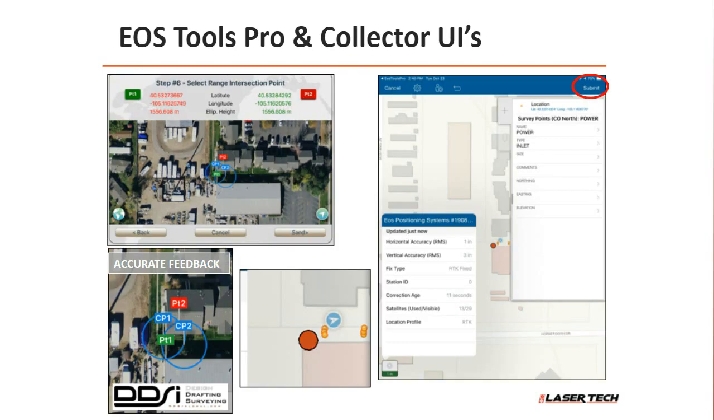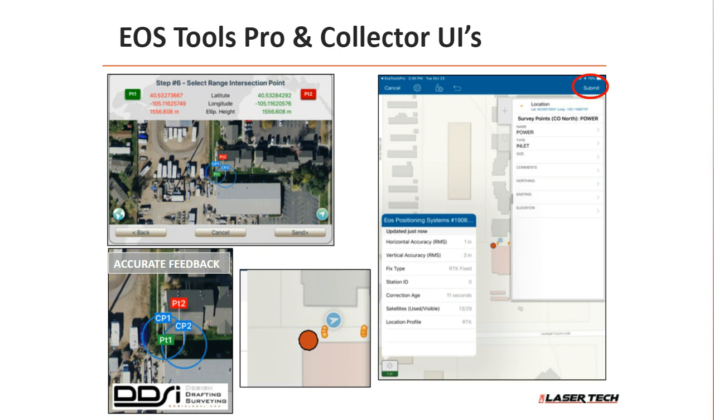So in this screenshot, what I want to show is some of those building attachments from that previous slide that we talked about earlier in the presentation. In this example, this is where we're using the EOS Tools app and ArcGIS Field Maps. And the range intersection selection screen provides immediate feedback showing the offset point in the correct location.